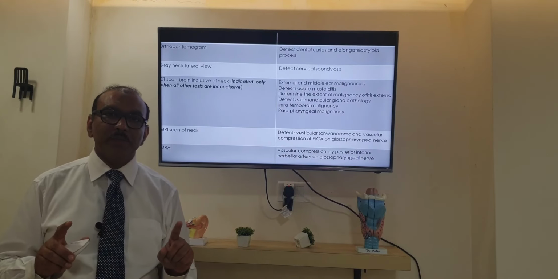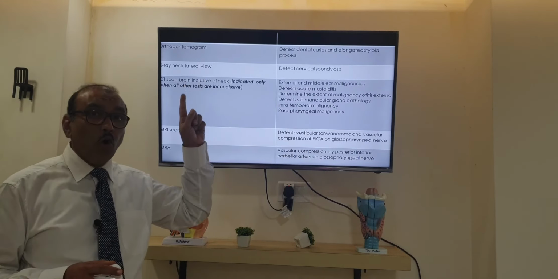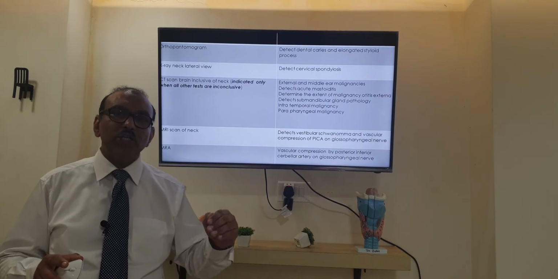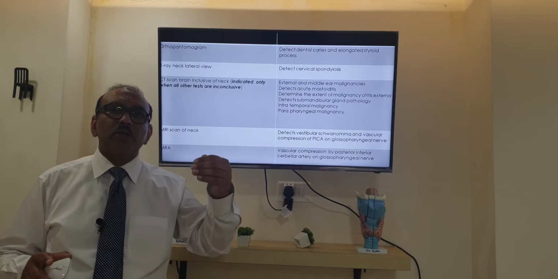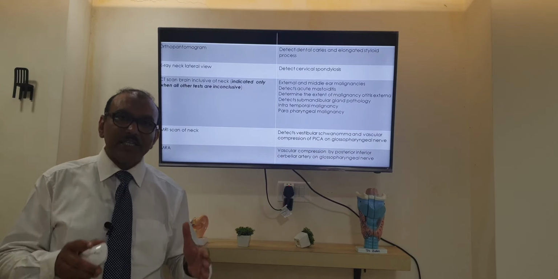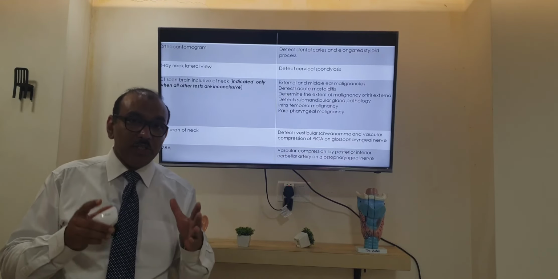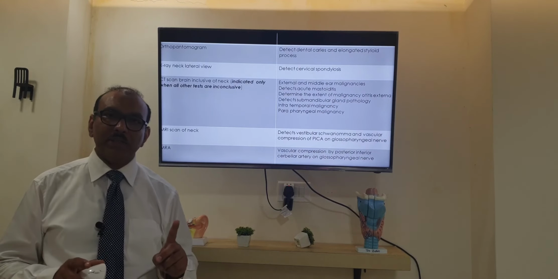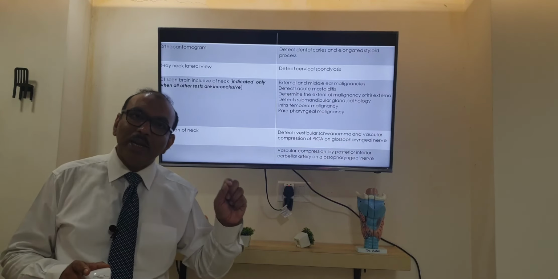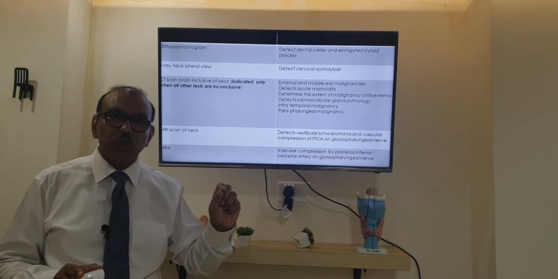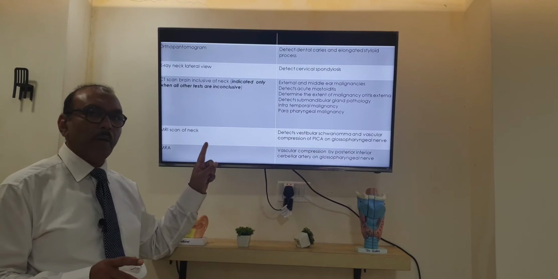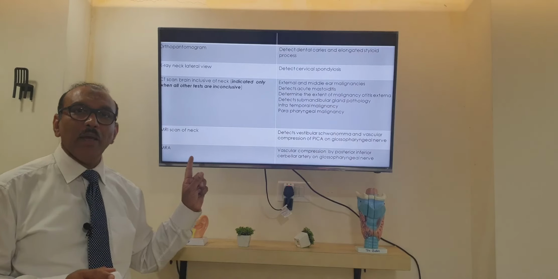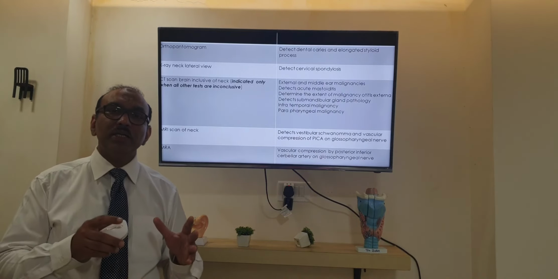Likewise, if all this has been done and in spite of that we are not able to find the cause, and the patient is a little aged, let's say he has crossed about 50, and we still suspect there is something inside which is troubling him, a CT scan of the head and neck can help us. It can sometimes localize the area, and if it is a soft tissue lesion, we can go ahead and do an MRI, and if it is a blood vessel or something, we can go ahead and do an MRI for it. So these are the investigations.